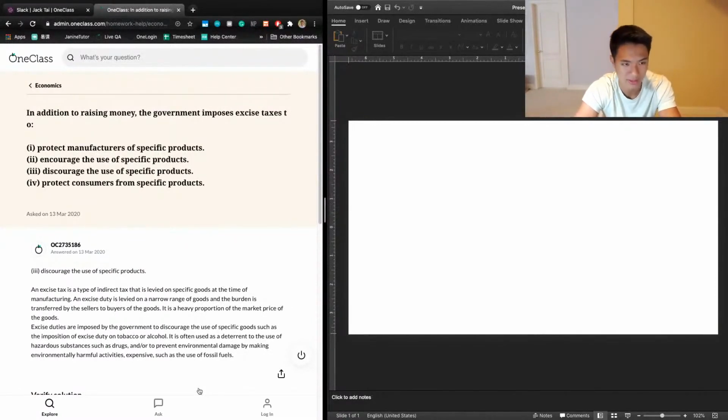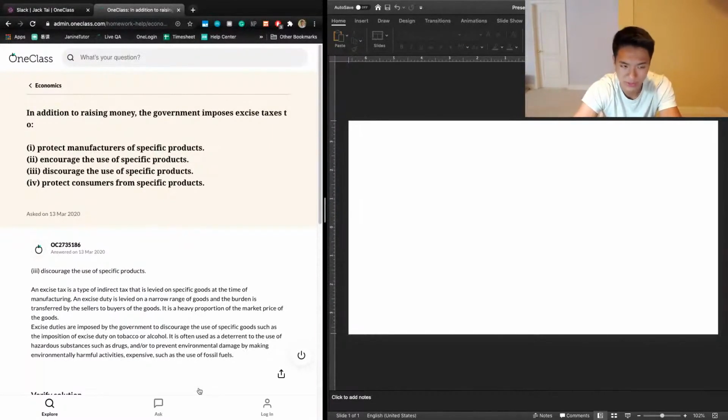So 3 is the best answer here, but let's take a look at question 4 just to make sure. And 4 says protect consumers from specific products, but again, it's not a mandate that you stop using specific products. It's not a regulation that bans specific products. It's merely a negative incentive to artificially inflate the price so that the quantity demanded goes down. So discourage is a better word to use here. And so 3 is going to be the right answer.